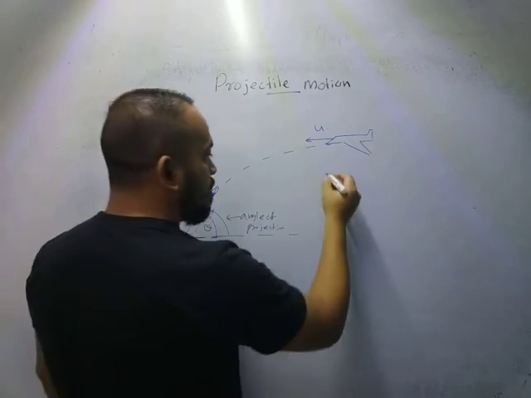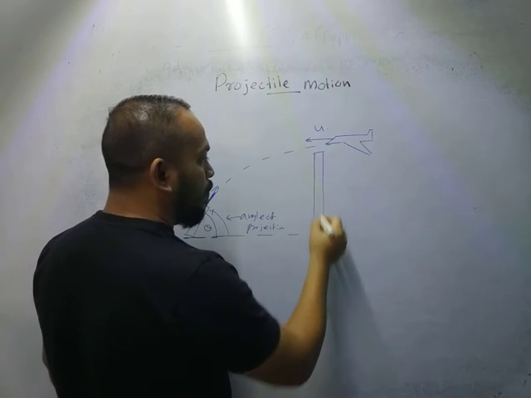For example, another one would be we have a wall here.